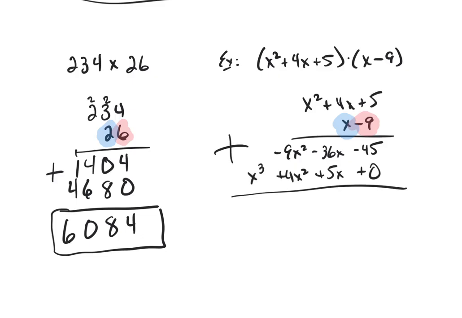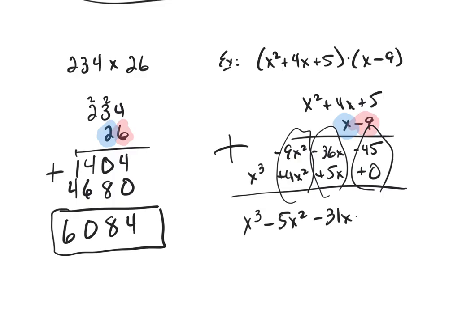We draw a line across and add. The nice thing about the vertical method is all of the like terms get stacked on top of each other, so it's a little easier to combine. So negative 9 and positive 4 would be negative 5 of the x squareds. Negative 36 plus 5 is negative 31 of the x's. Negative 45 and 0 is negative 45.